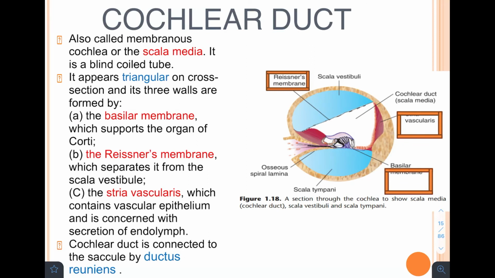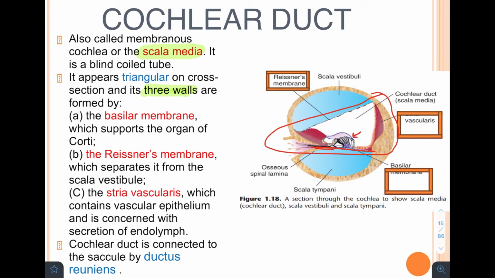The cochlear duct, also known as the membranous cochlea or the scala media, is a blind coiled tube. It is triangular on cross section. It has 3 walls. So you'll see in the picture over here, this whole thing is the cochlear duct. The floor is formed by the basilar membrane. This here is the basilar membrane, which supports the organ of Corti. Organ of Corti is the sensory organ of hearing.